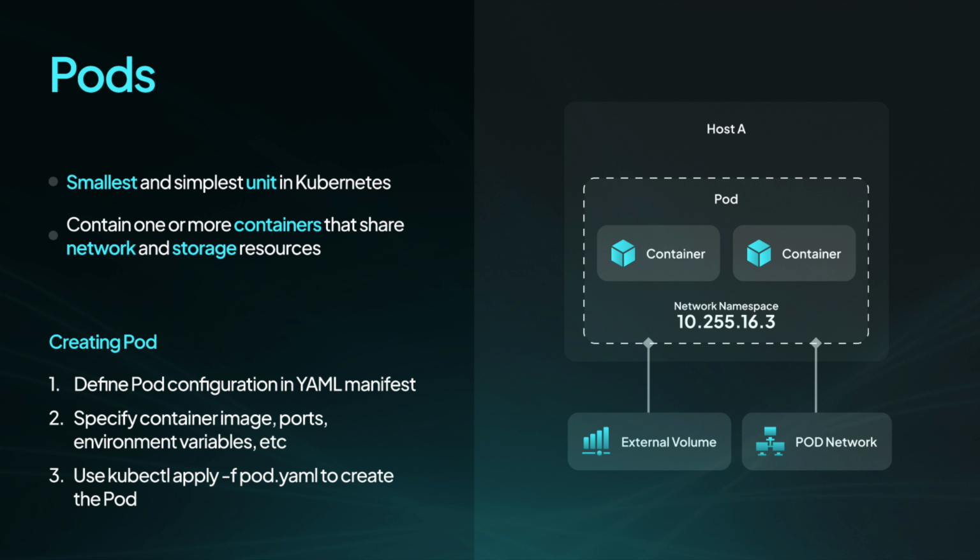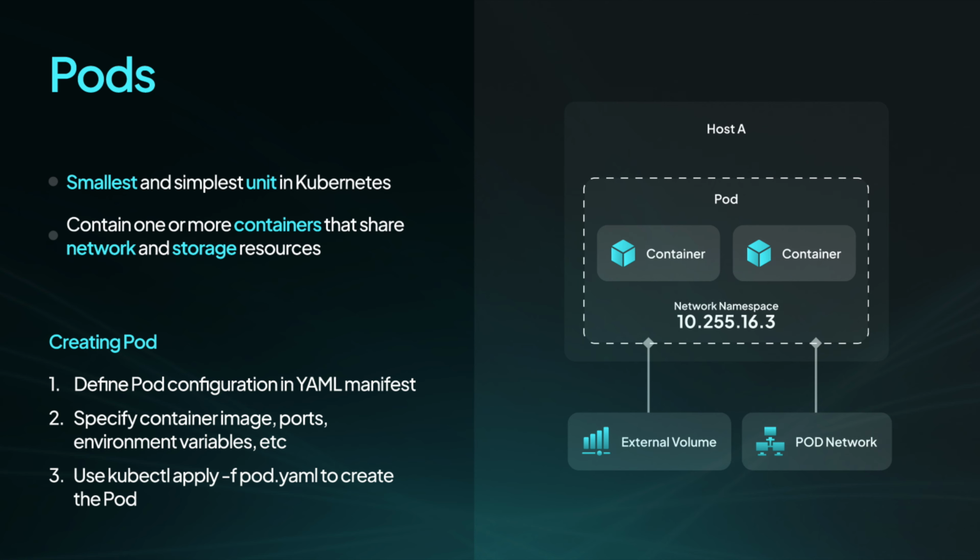As you can see in the diagram on the right, all the containers within the same pod share network resources, like the IP address shown, and also share storage resources, like the external volume. This makes it easy for tightly coupled containers to communicate and share data between them.